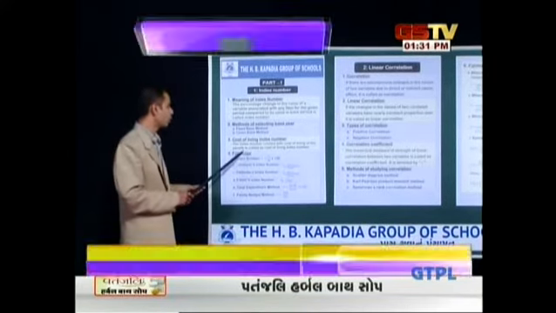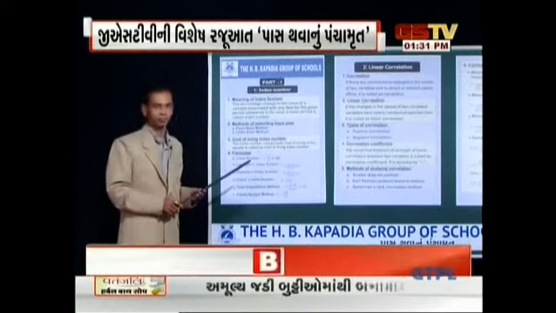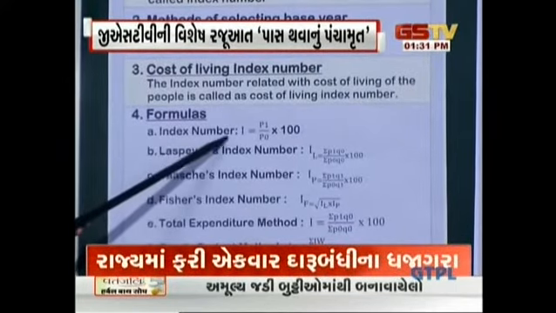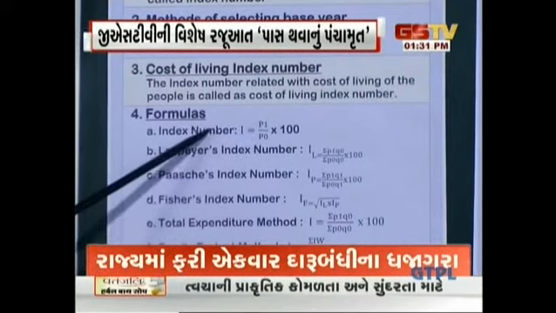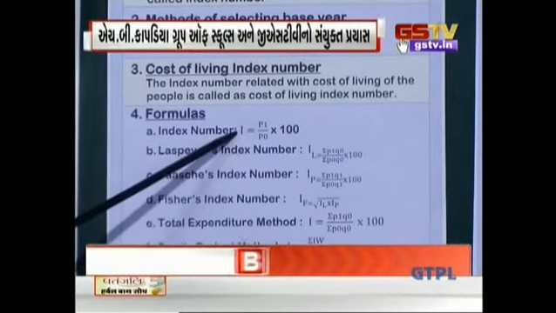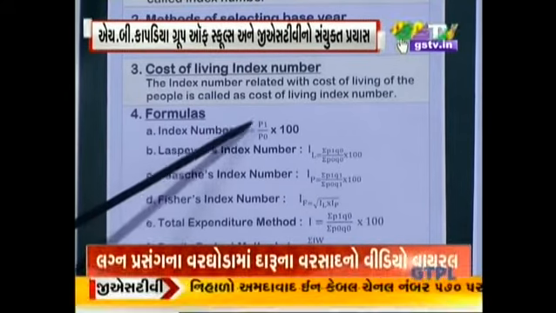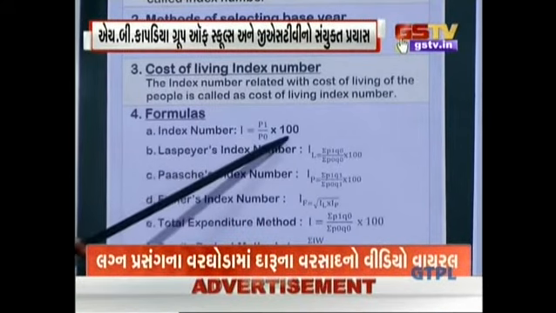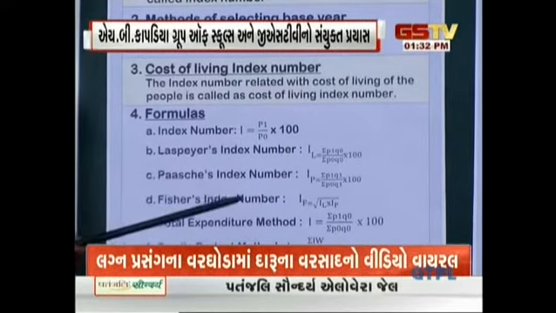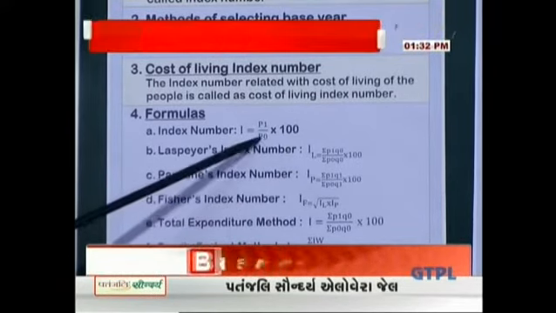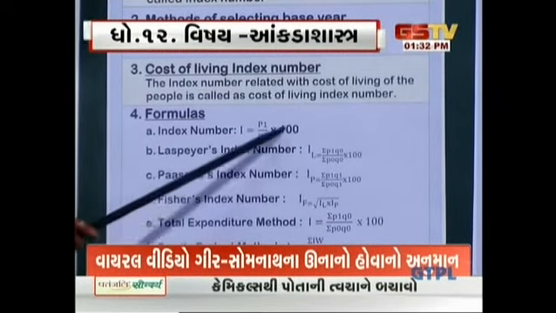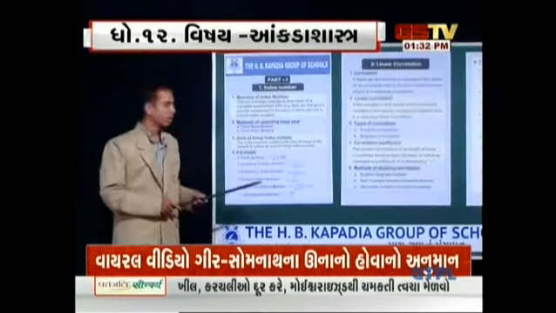Now come to the formulas of this chapter. First, the general formula of index number. Index number is denoted as I. So I is equal to P1 upon P0 into 100, where P1 is the price of the current year and P0 is the price of the base year, multiplied by 100.